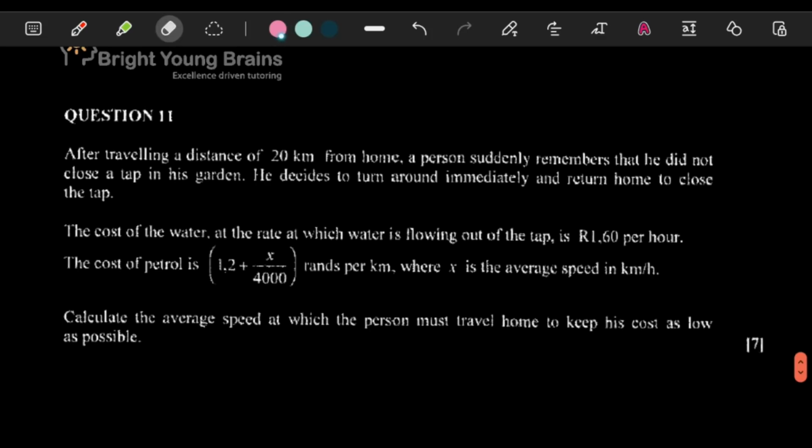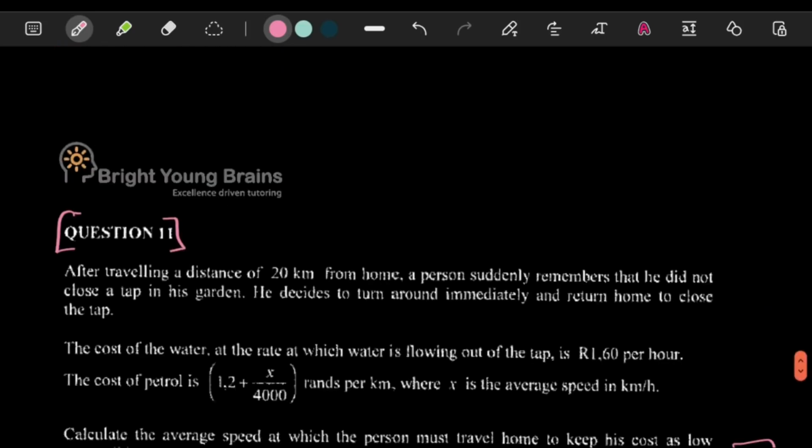Anyways, so you have here the famous question number 11. This famous question number 11 says the following. After traveling a distance of 20 kilometers from home, a person suddenly remembers that he did not close the tap in his garden. He decides to turn around immediately, blah, blah, blah. I did this question the day this paper was written. I posted it on my IG page, by the way, on my math IG page.